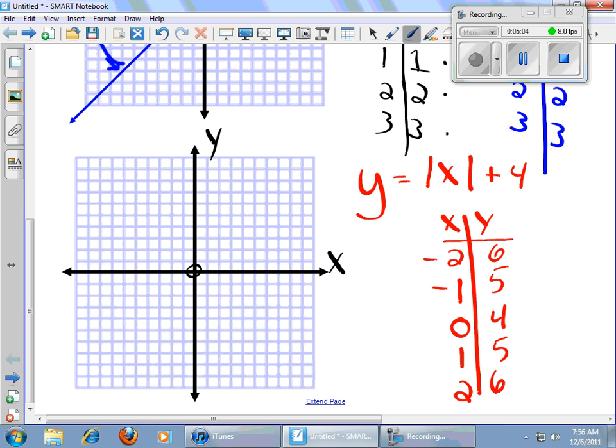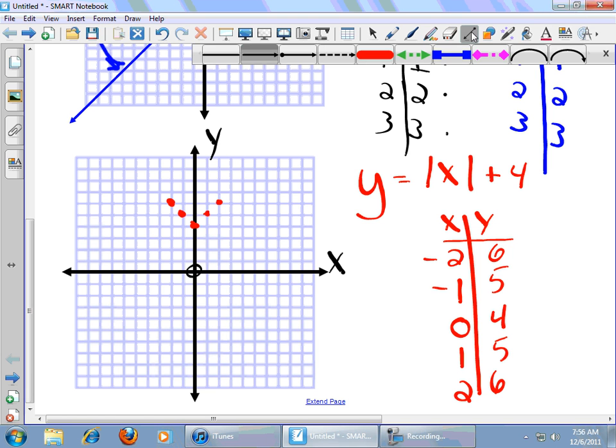So I'll plot these. Negative 2, 6. Negative 1, 5. 0, 4. 1, 5, and 2, 6. So my line, or my V I should say, will look just like this.